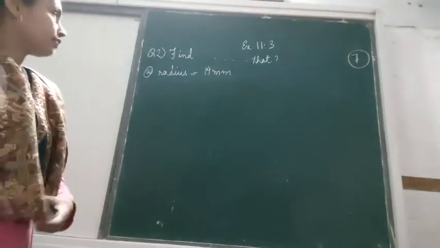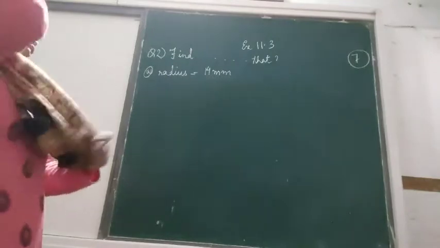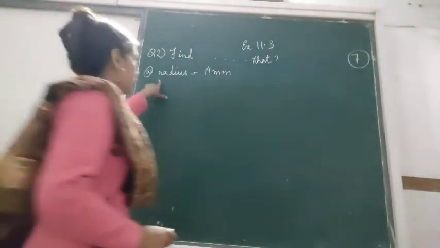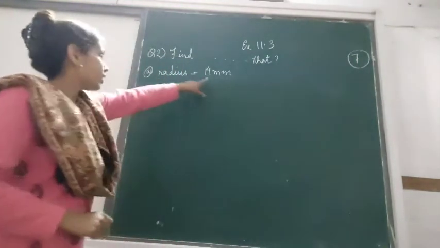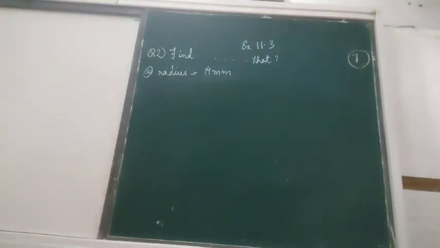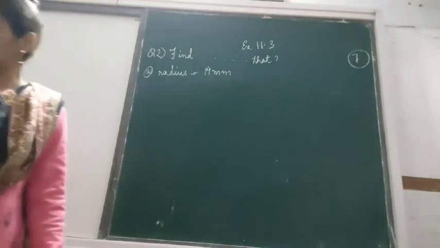So children, today we have to start question number 2 of exercise 11.3. The question is we have to find the area of the following circles where the radii are given. So this is the first one where the radius is 14 mm, that is millimeters, and in bracket it's also written take the value of pi as 22 by 7. Yes? So let's start.